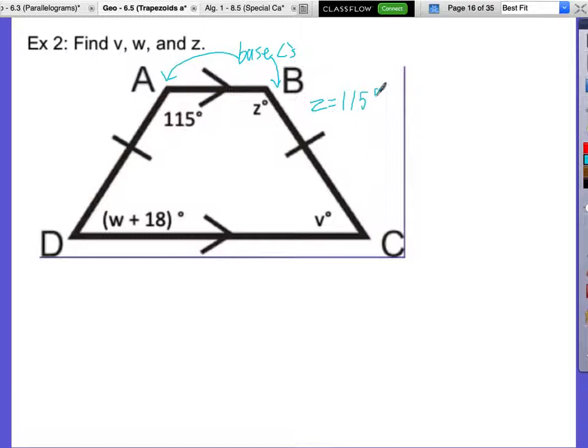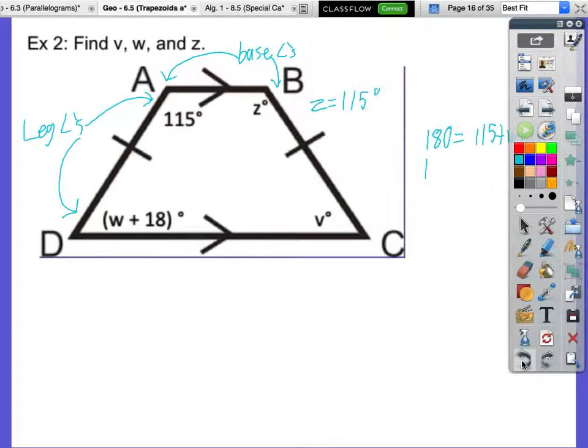How could we find angle D? 180 minus 115. Okay, so 180 would equal 115 plus W plus 18, because these two angles are supplementary. They're a pair of leg angles, and leg angles are supplementary. So this ends up being 57? No, 47. Is it 47? Yep, the calculator says so. W equals 47.